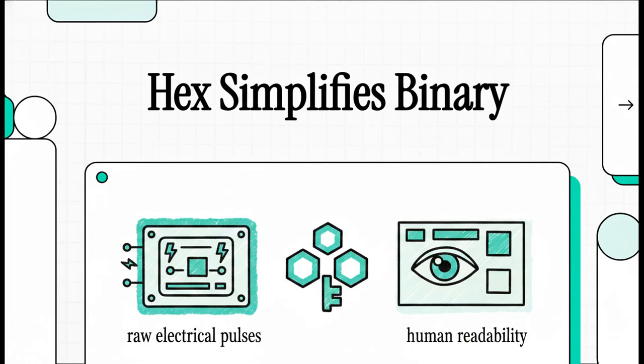Welcome to This Explainer. Today we're diving right in to demystify a kind of secret language, one that bridges the gap between our human need for readability and the raw electrical pulses of machines. Let's break down exactly how hexadecimal simplifies computer binary.